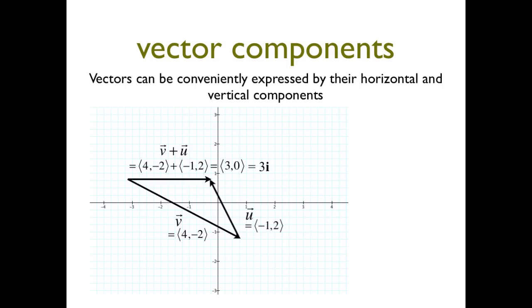So this is the unit basis way, right? 3i. So just 3 times that vector i. We don't need to add 0j, we could say plus 0j, but we don't need to because it's just 0.